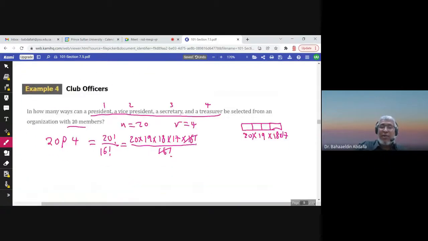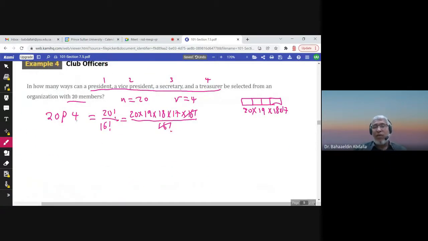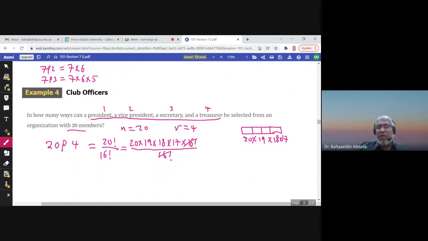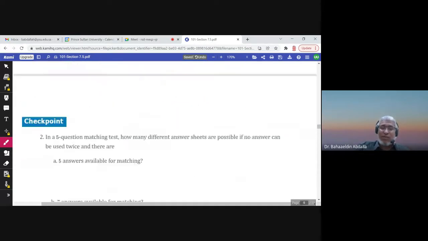In fact, 20p4 is: you start from 20, you multiply 4 numbers because of this 4. So for example, 7p1 is 7. 7p2 is 7 times 6, 2 numbers. 7p3 would be 7 times 6 times 5, 3 numbers, and so on. So this will help you in computing the permutations even without a calculator.